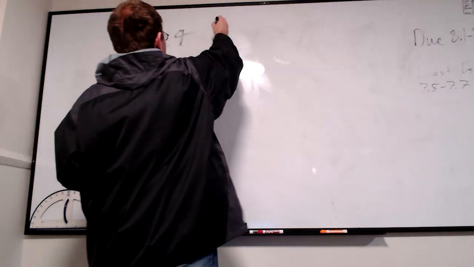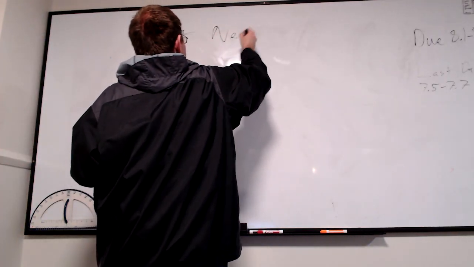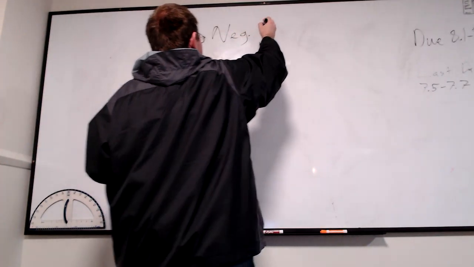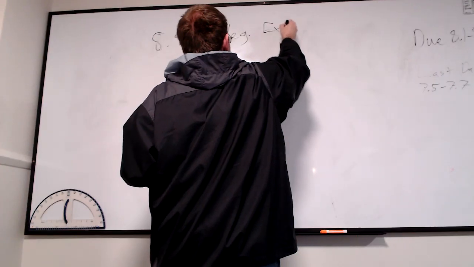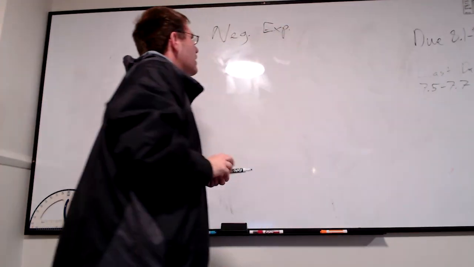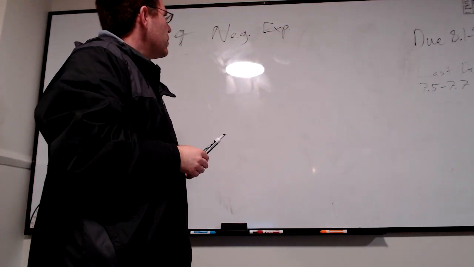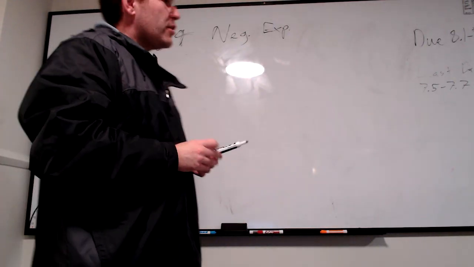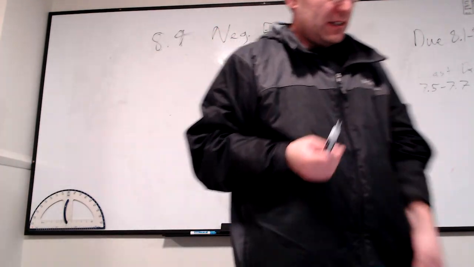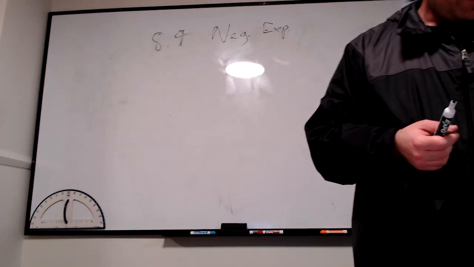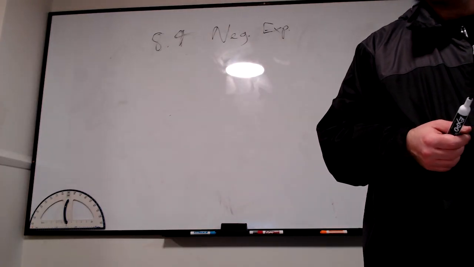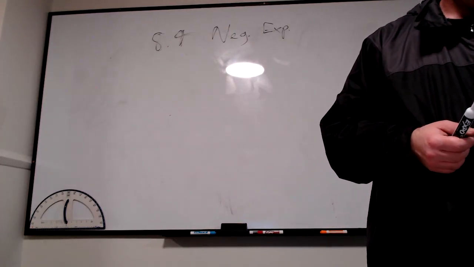Okay, so 8.4, I'm going to abbreviate negative exponents. Okay, so let's start. Go ahead and open up your book to page 474. Page 474.